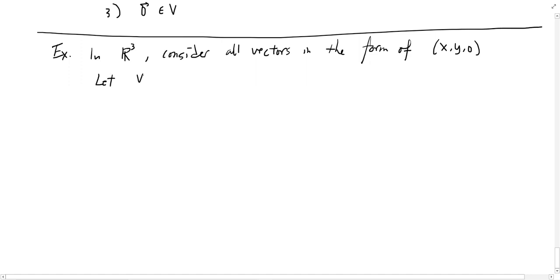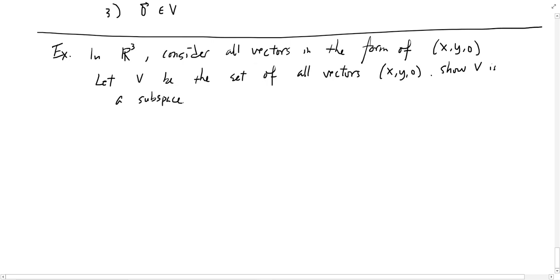So let V be the set of all vectors in the form of x, y, 0. What I want to do is show V is a subspace of R3. You will be asked to do a problem similar to this on your next test: to show that a given subset of a larger vector space forms a subspace. So how do we actually do that? The key is to prove the three properties we need: addition closure and scalar multiplication closure, and also that we include the 0 element within our subspace.